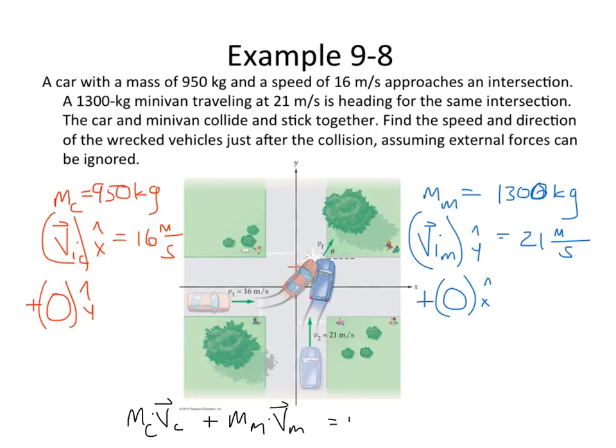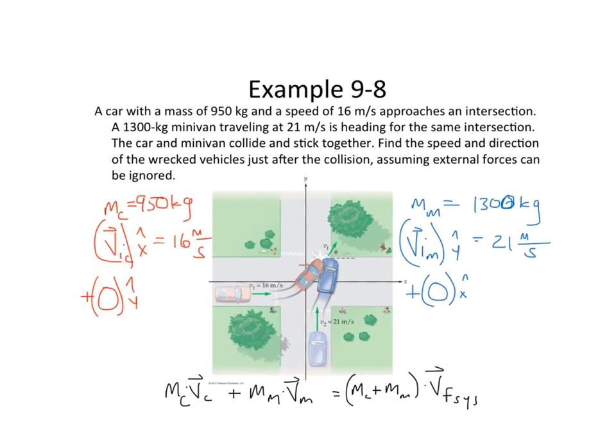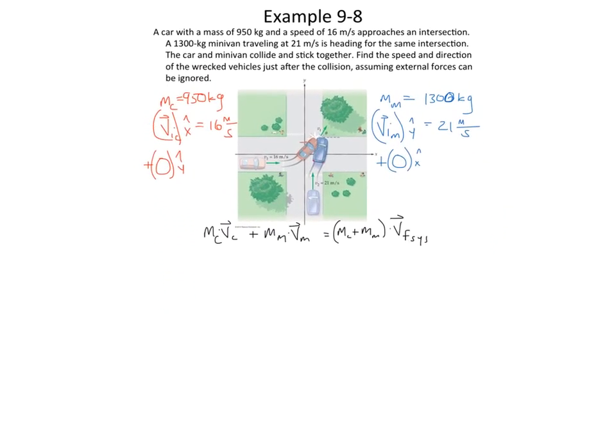equals mass of, what are they after the collision? Well, they're one big mass, right? So it'll be mass of the car plus mass of the minivan, that added mass, times the final velocity of that system, which is what we're trying to find. Okay? And the problem is we'll have to do this in pieces because we can't do it all in one direction because they're not going one direction initially. They are afterwards. Okay? So let's shrink this down, and let's solve initially just for our x direction.